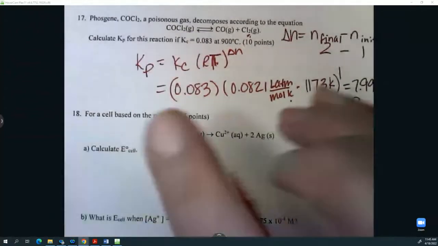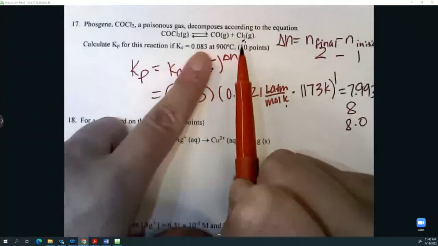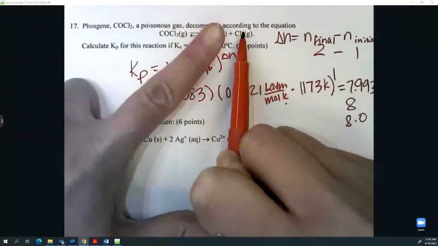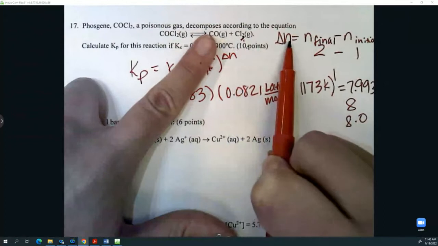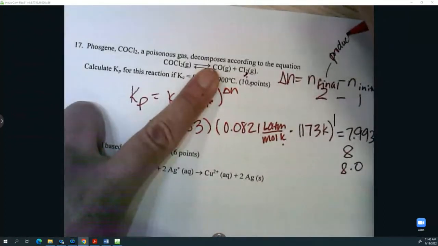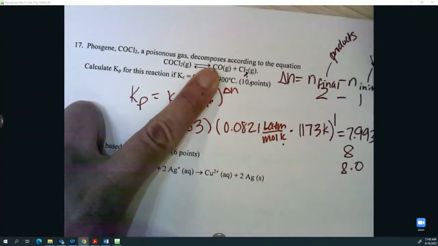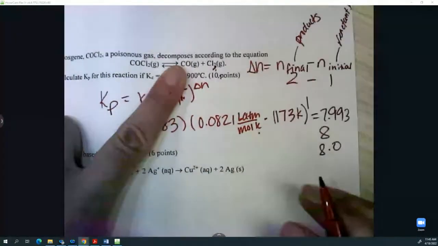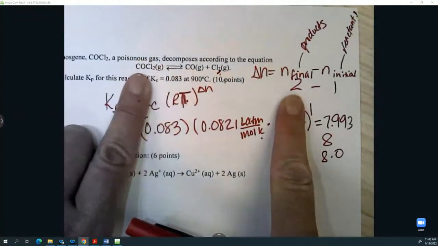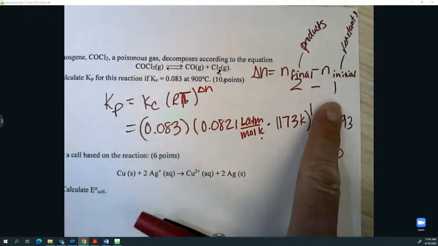Okay, yes, so the Δn is the change in the moles of gas. Gas in particular, this is all gas phase. So how many moles of gas do I have? And then delta always means final minus initial. Remember, in a reaction, that would be like products, would be the final state, and the initial would be like the reactants.